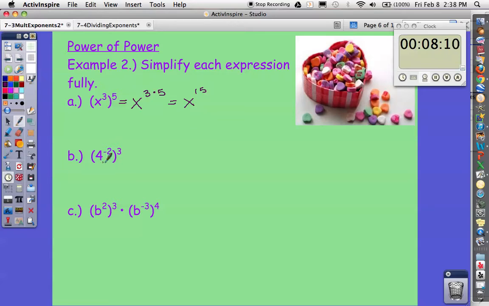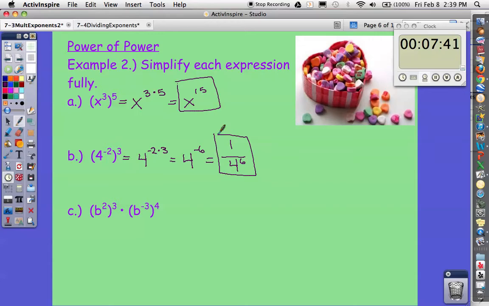Same thing here. We have a base with an exponent inside another exponent. It's a power of a power, so we keep the base, and you multiply their exponents. That would give me 4 to the negative 6. Do I leave that like that? No. Let's simplify it farther. 1 over 4 to the 6th. If you wanted, then you could evaluate it. It just says to simplify, so that's far enough for me.